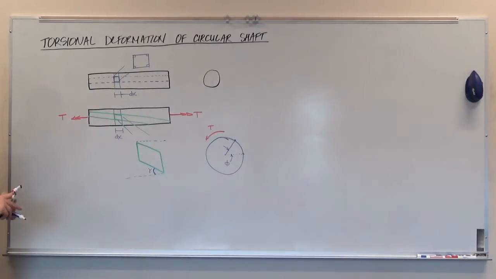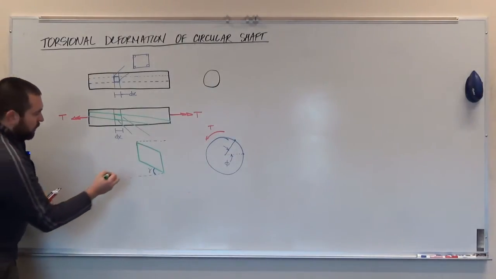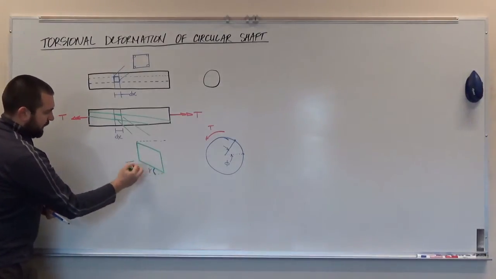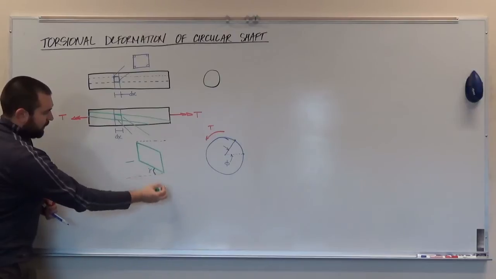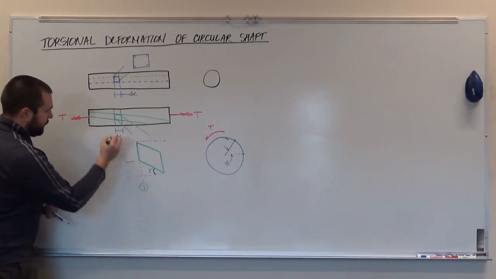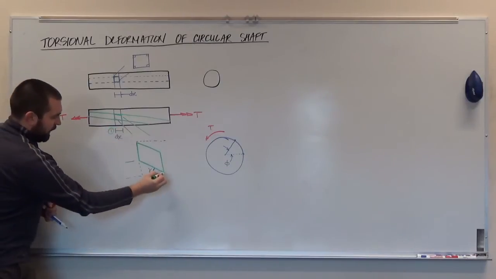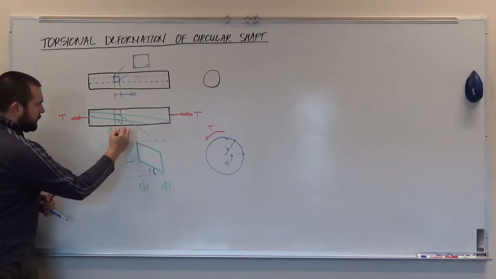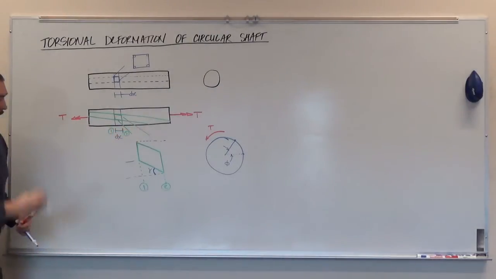Okay, so I'm going to do a couple things here. One of the first things that I want to do is from this first section cut on the left-hand side to this section cut on the right-hand side, I'm just going to call this, let's say, section cut number 1. That's the same thing over here. And this right-hand side, we're going to call it section cut number 2. All right, this is section cut number 2 on the right-hand side.